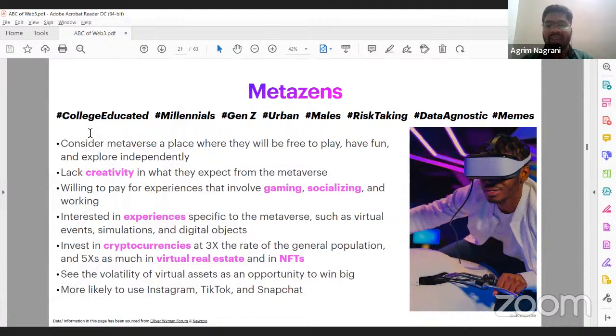So there are interesting experiences specific to the metaverse, such as virtual events, simulations, and digital objects. And then again, coming from the investment point of view, cryptocurrency is involved in these metaverses, and virtual real estate through NFTs is exponentially increasing and giving exponential returns of 3x, 10x, 20x, like that. But again comes the volatility with these particular investments being made.